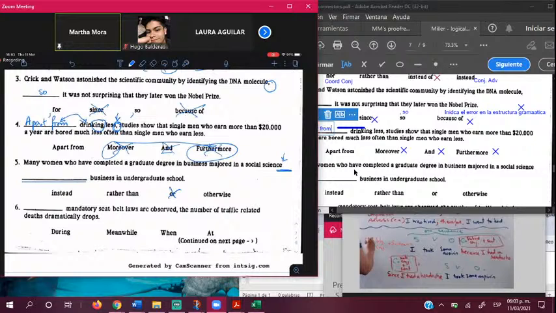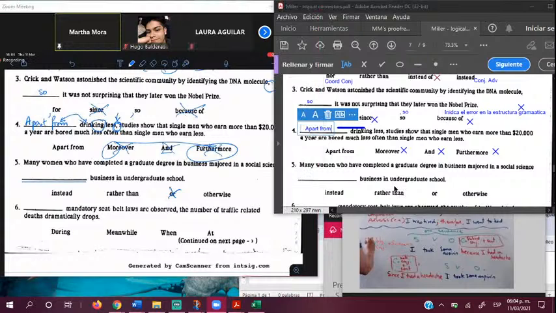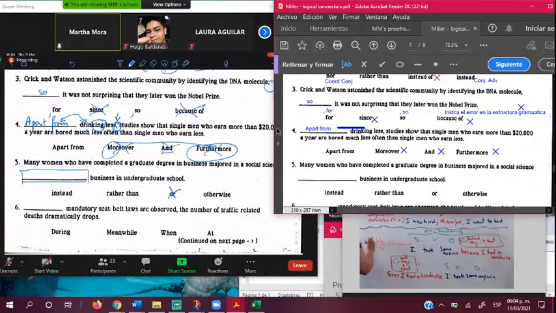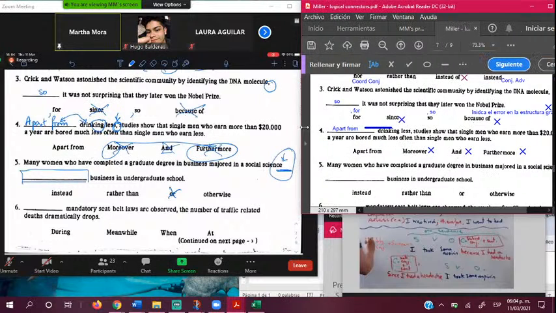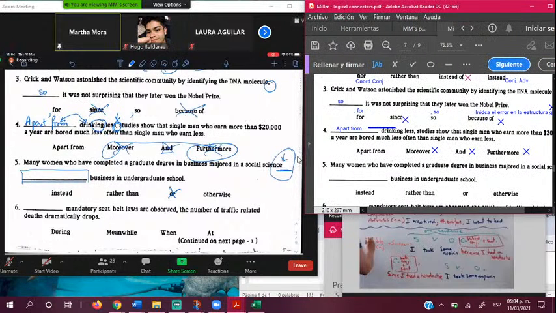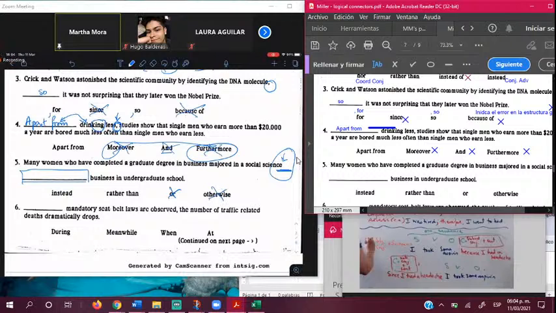Rather than. According to the position of this space and the lack of comma here, I think that otherwise is not possible. Otherwise it's not possible because we know it requires a semicolon and a comma.